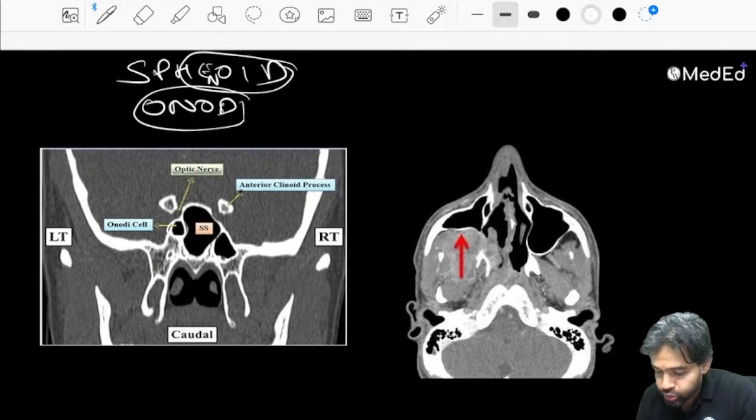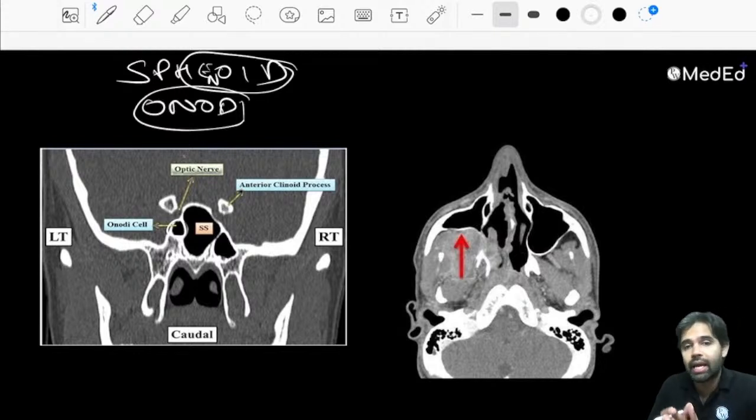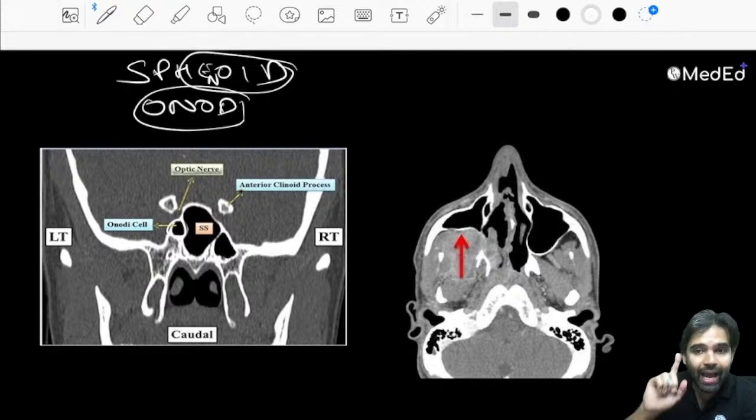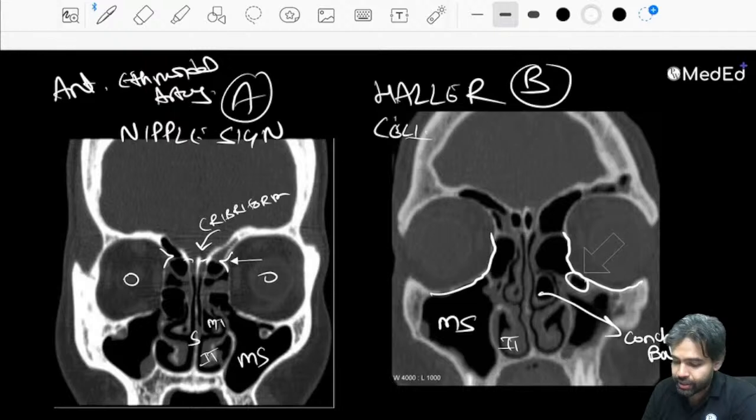Okay, and this is also another problem, because if we enter this cell, we can injure all the lateral structures over here. There is the optic nerve, there is the cavernous sinus, and all of these things can cause a particular problem. That's why we have to do a CT scan before doing any surgery. So Onodi cells are in the sphenoid. Haller cell is attached to the lamina papyracea, so you should not get confused. And if they show any cell like this, okay, like see this over here is not lamina papyracea, this is not lamina papyracea, this is not Haller cell, these two are not Haller cell.